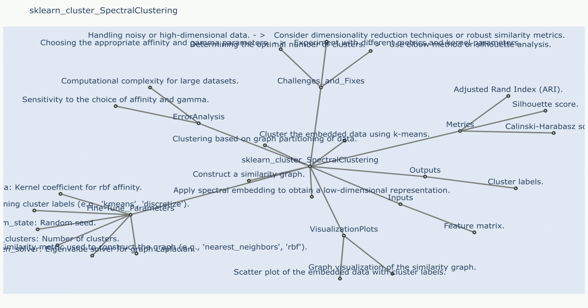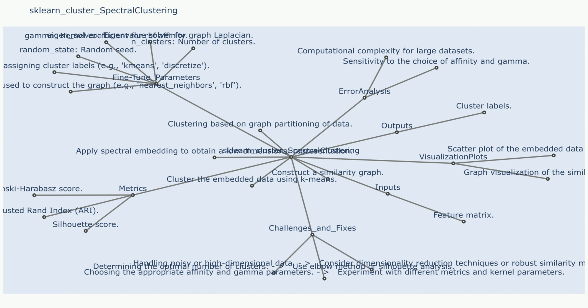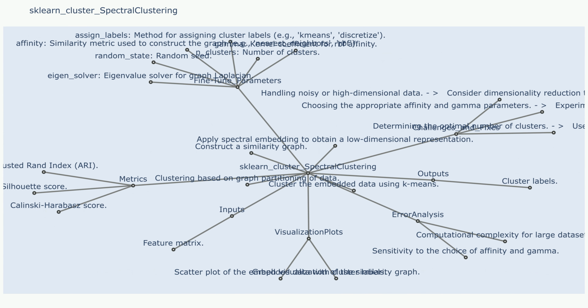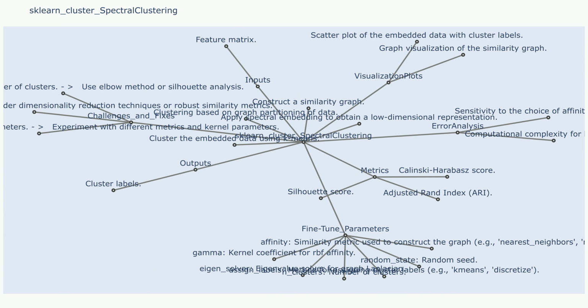Plot the data points in a 2D or 3D space, colored according to their assigned cluster labels. This helps visualize the cluster structures. Spectral embedding plot. Visualize the spectral embedding of the data, which captures the nonlinear relationships between data points. Fine-tune parameters. N neighbors. Number of neighbors to use in the nearest neighbors affinity method. Gamma. Kernel coefficient for the RBF kernel in the RBF affinity method.